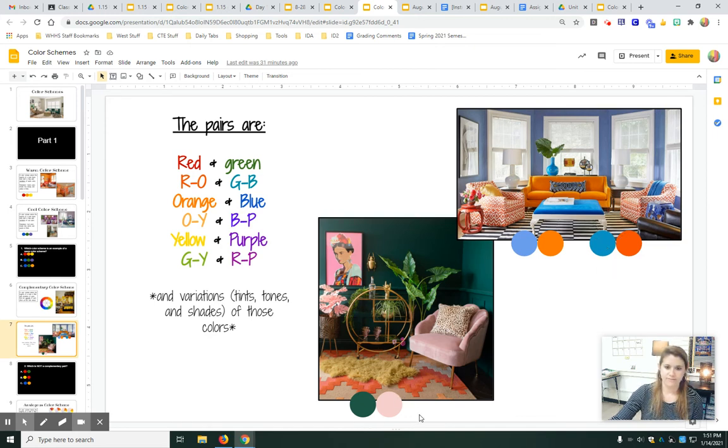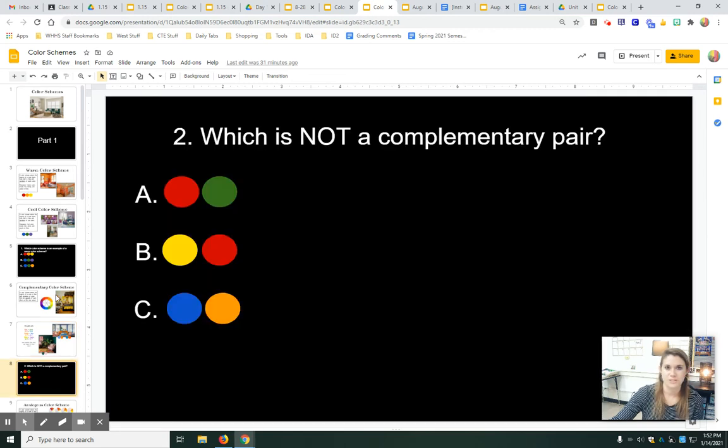Likewise, down here we have variations of red and green. We have a tint of red, making pink, and we have a shade of green, making a forest green. I really like that room. I don't feel like I should. I feel like it's actually probably really ugly, but I really like it. Here's question number 2.